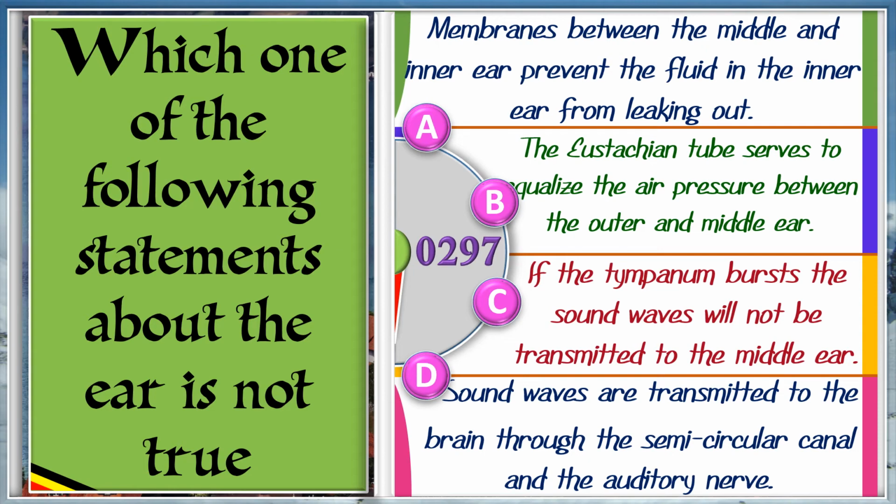And the answer is D, sound waves are transmitted to the brain through the semicircular canal and auditory nerve.